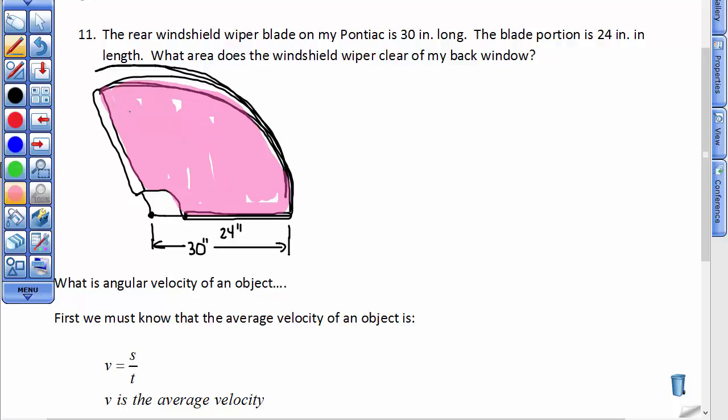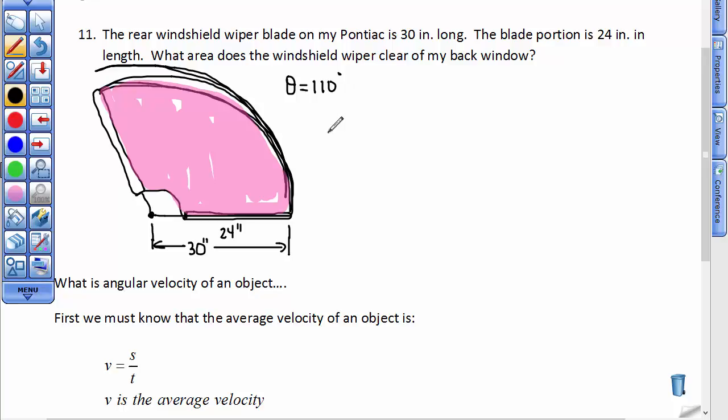So how can I use the area of a sector to find the portion that it's going to clear when I know that this radius is 30 and this radius is 24? You have to be very careful on this one. A lot of people think they could just use a 24-inch radius in the equation A equals 1/2 theta times r squared. The one other thing I did not give you and I need to give you now is I'm just going to say that this is going to clear a 110-degree angle on the back of my windshield.